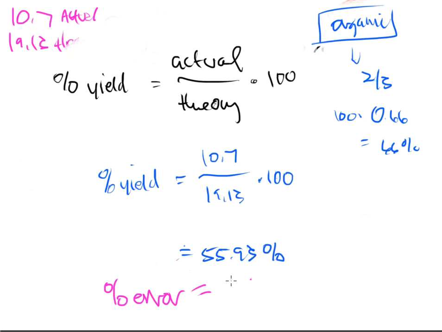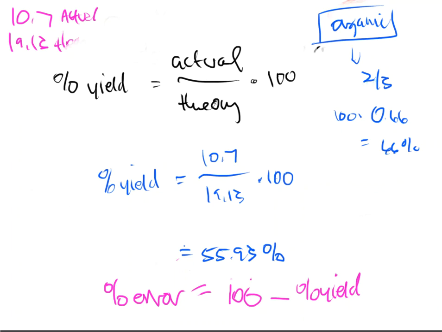You had 55.9% yield. You did pretty good. At least I can make it sound that way. But percent error is the opposite. So this is what's left over. I'm going to take 100 and subtract the percent yield from that. That's percent error. That's the easiest way to do it.